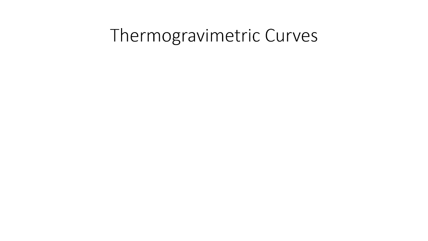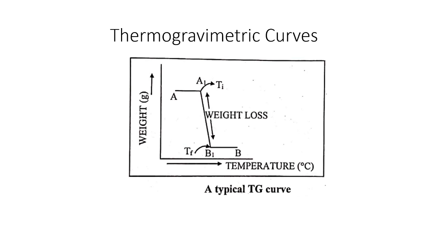Now we'll see the TG curves, that is thermogravimetric curves. The results obtained from programmed operation of thermobalance are represented in thermogravimetric curve or TG curve, or it is called as thermogram. This is the example of that TG curve. From TG curve, one can draw very useful information. What is the useful information that you can draw from a TG curve?